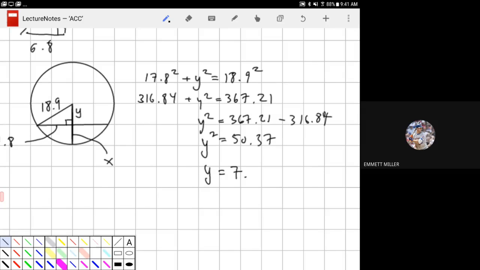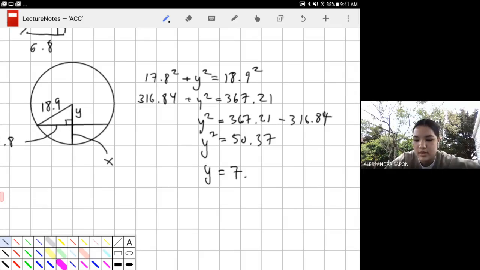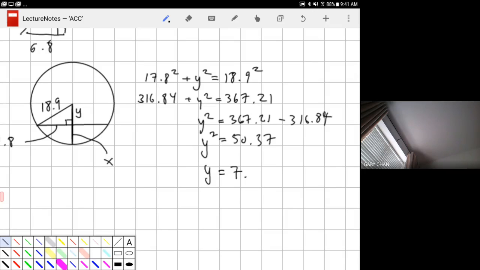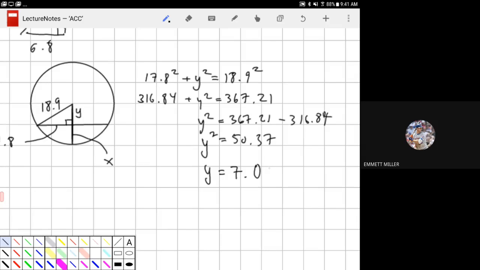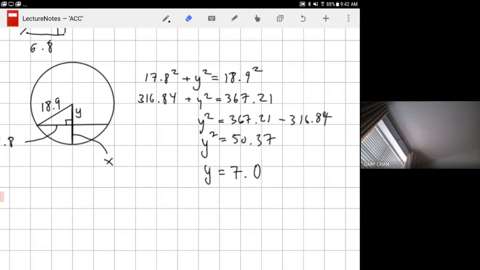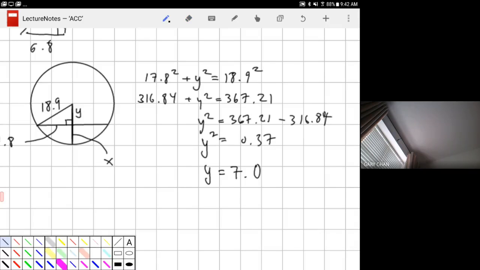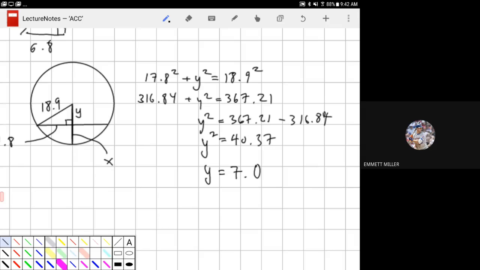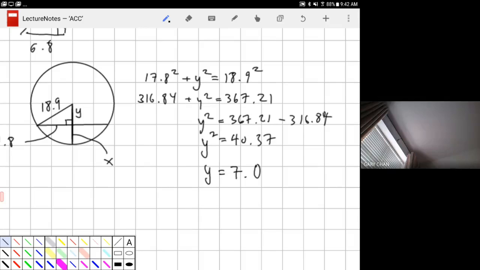The final square root answer. Square root of 50.37 is 7.09. Square root of 50.37 is 7.06. No, it's 40.37. There's been a mistake. It's 40.37. Where was the mistake? I don't know. Beats me. In the subtraction, probably.